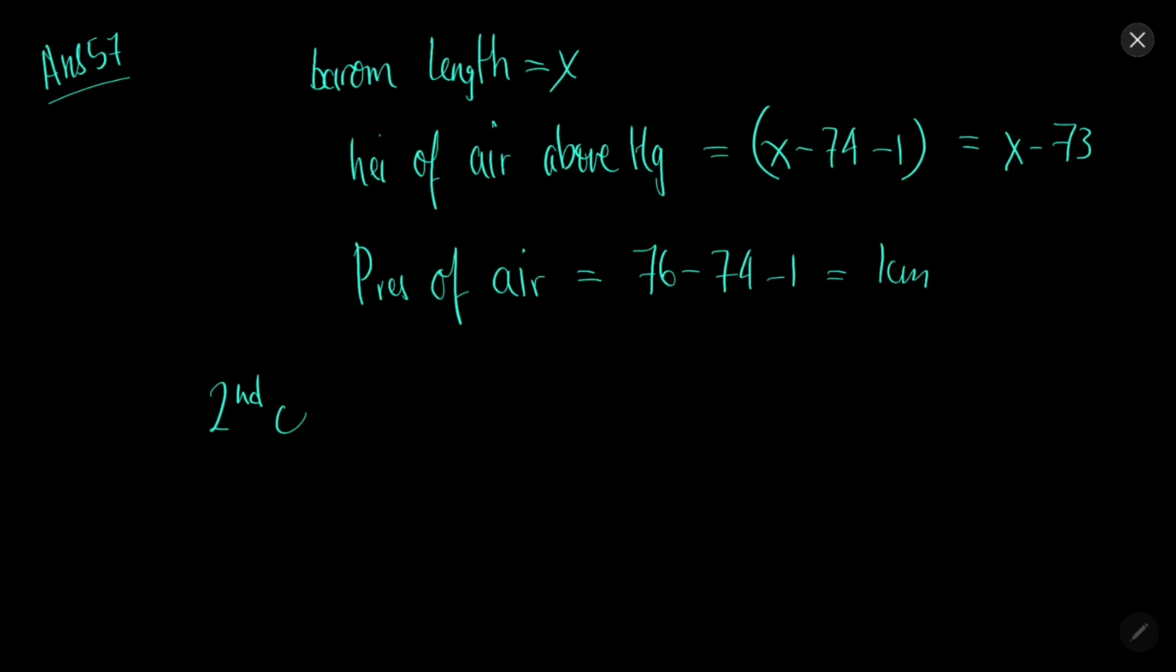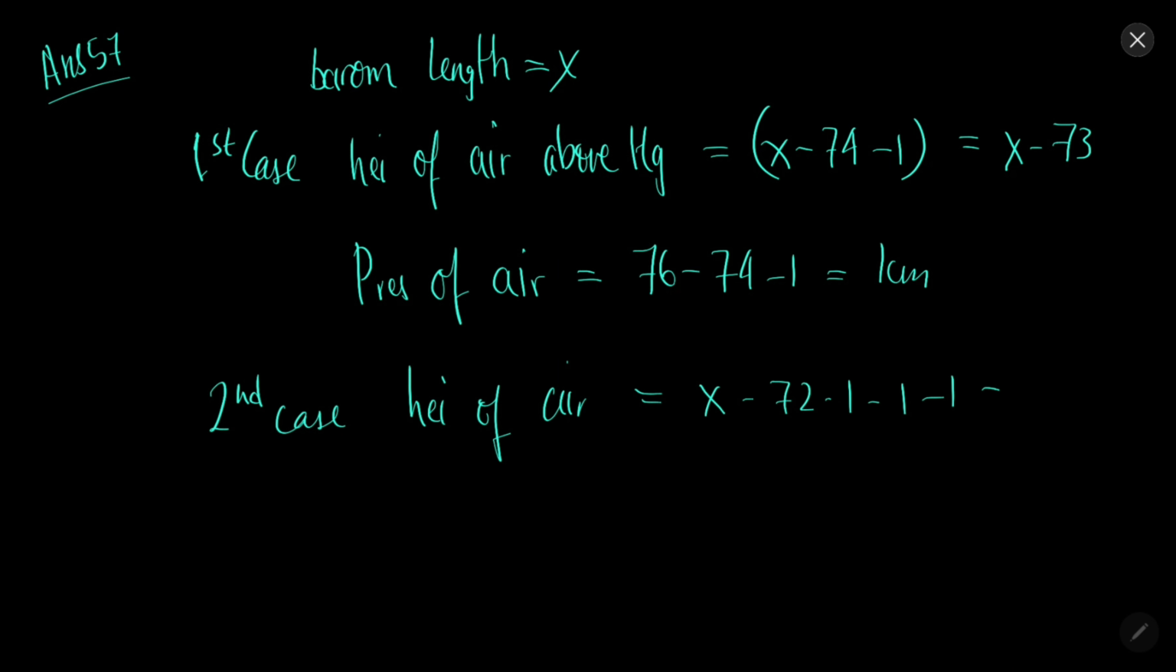And for the second case, this was for the first case. Height of air is x minus 72.1 minus 1 minus 1, that is x minus 71.1. And pressure is 74 minus 72.1 minus 1, that is 0.99.